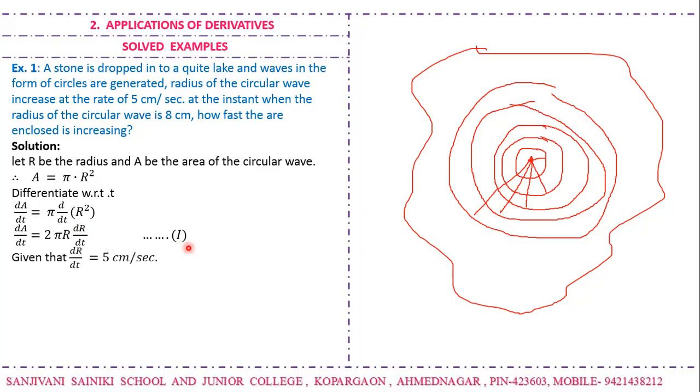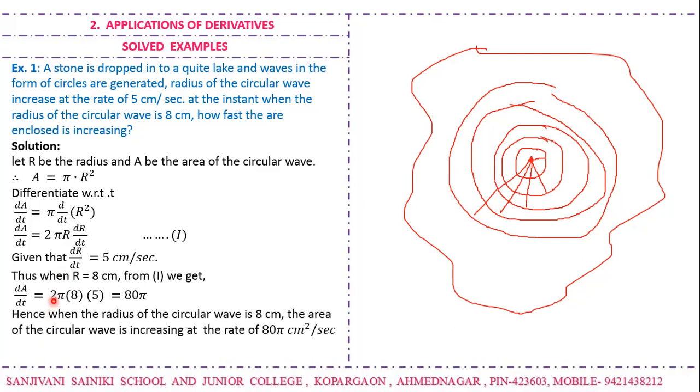But it is given that the rate of change of the radius is 5 centimeter per second. That is dr by dt is 5 centimeter per second. Okay, and we want to find the area when the radius is 8 centimeter. So put these two values in this equation number 1. What you get? 2 pi into 8 into 5. That means 80 pi. What is the answer then?